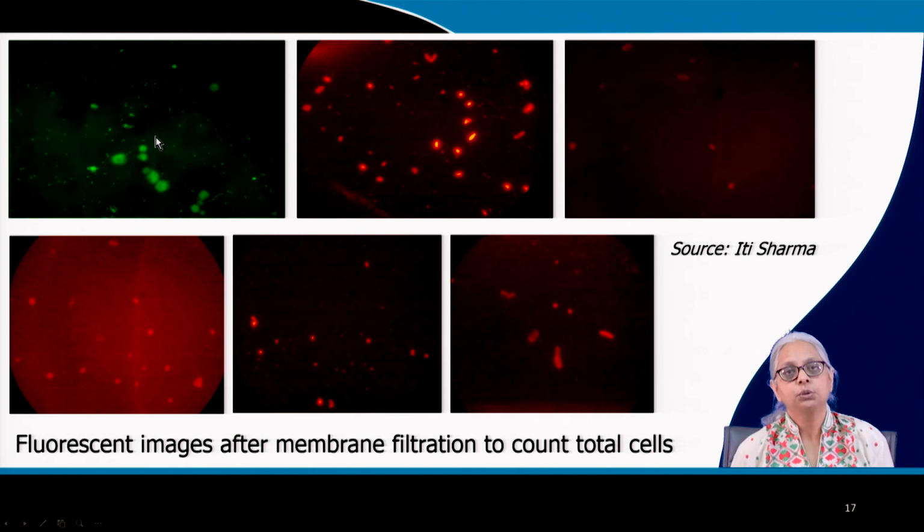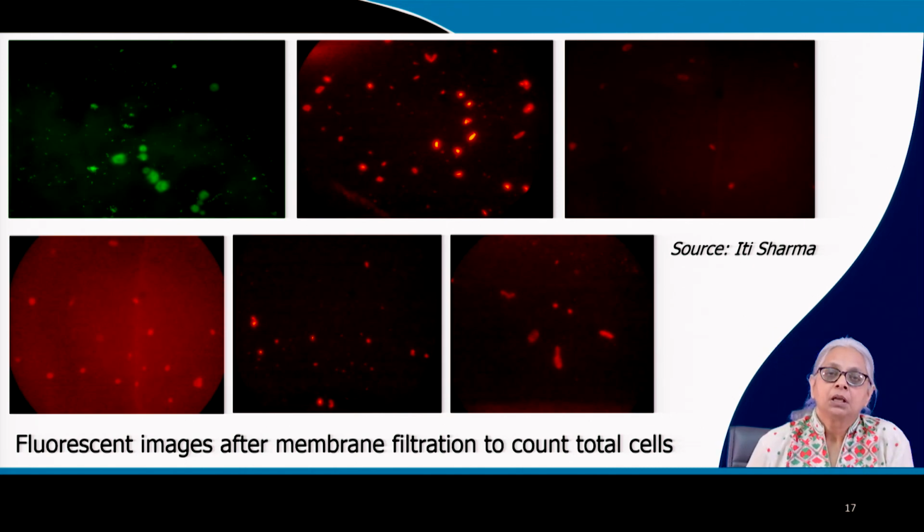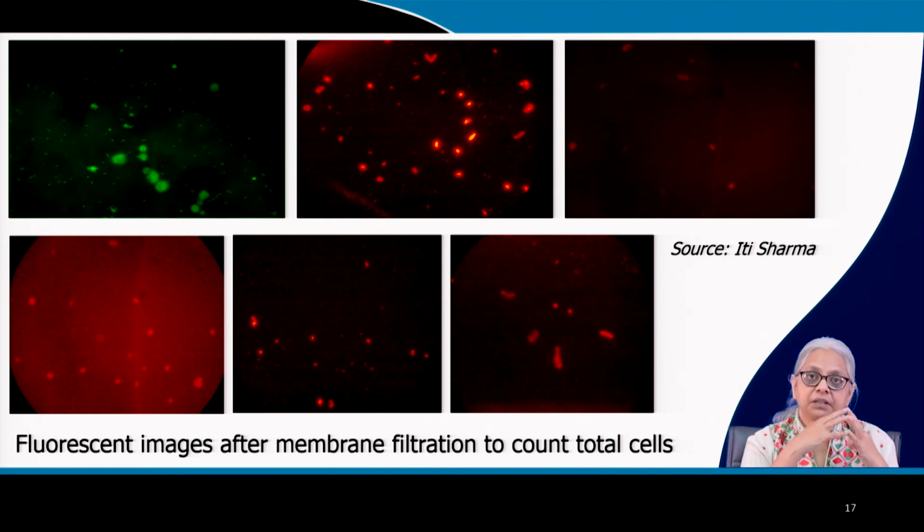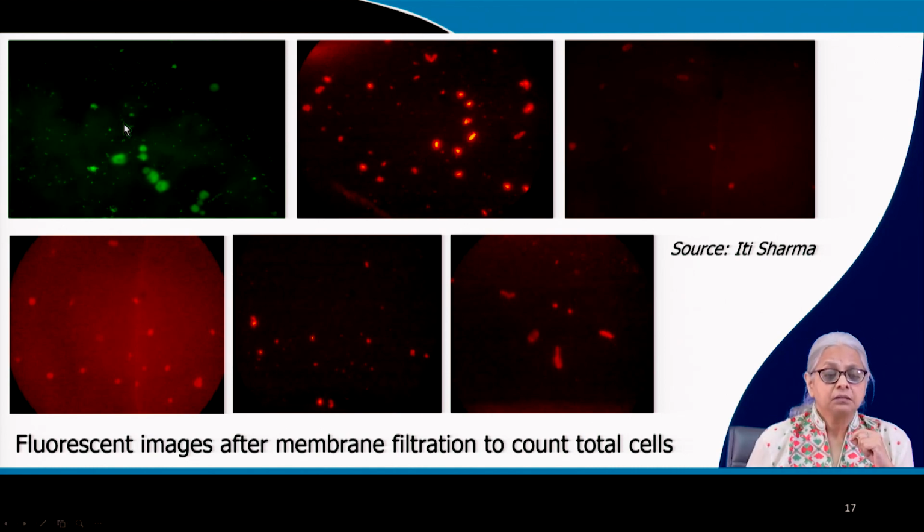Now, I also need to make another point over here. Acridine orange is a fluorescent dye, but it fades very, very quickly, especially when there is stray light in the room. So all this fluorescence microscopy work has to be done in a dark room, pitch dark, so that the fluorescent dye does not lose its fluorescence, because these fluorescent dyes have a very, very short half-life. Now, this green image is after the dye has kind of faded away.